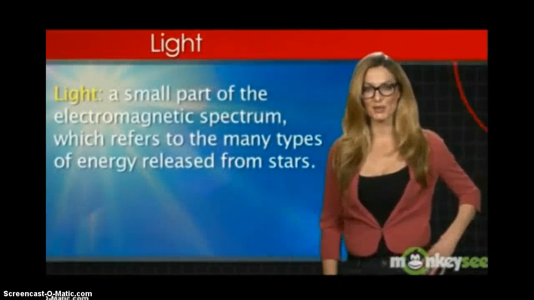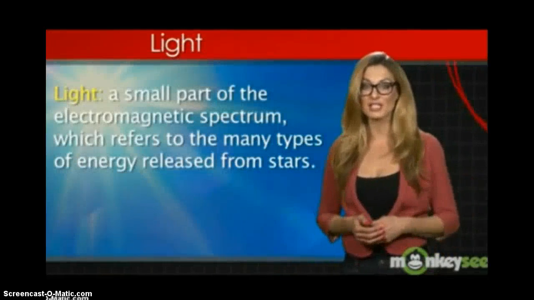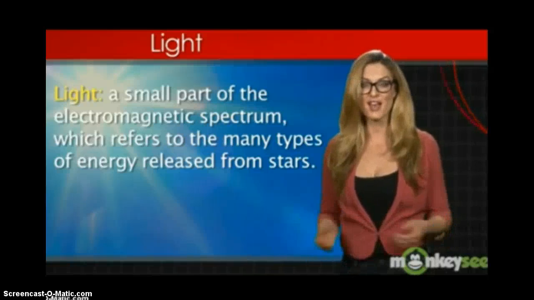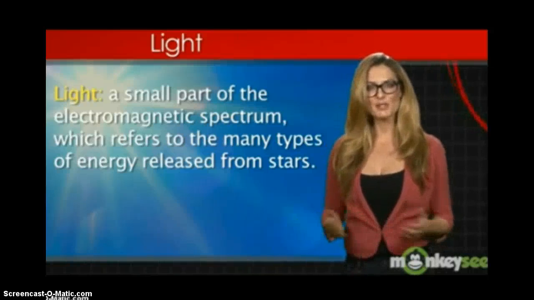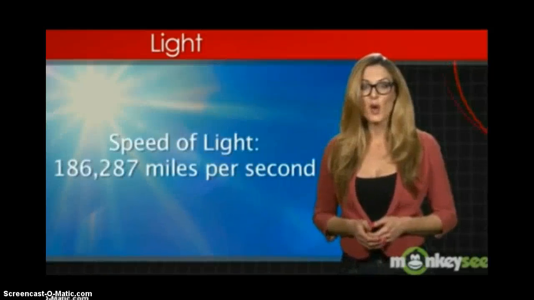In this What Is video, we're going to take a closer look at light. What we see as light is only a small part of the electromagnetic spectrum, which refers to many types of energy released from stars, including our own sun. Light occupies a space between energy and matter. Light acts like waves, a feature of energy, but also has properties similar to photons, one of the smallest particles of matter.